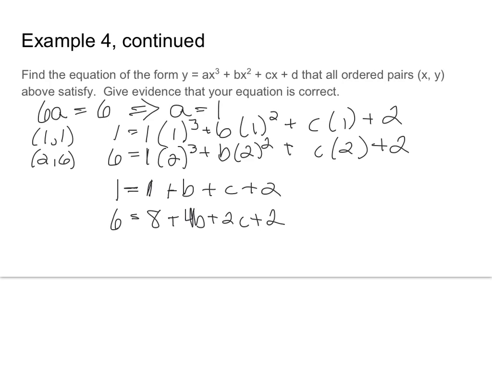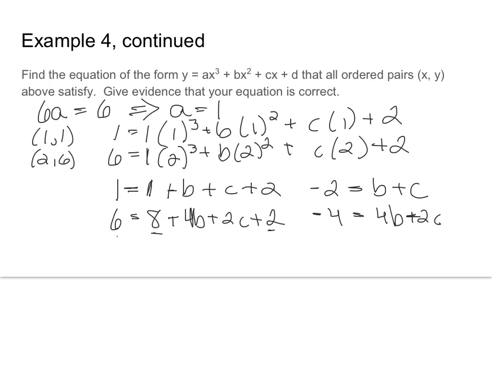Okay, simplify these a little bit. I'm going to get all the numbers to one side. 1 plus 2 is 3. 1 minus 3 is negative 2. What's left over? b plus c. Okay, 8 plus 2 is 10. 6 minus 10 is negative 4. 4b plus 2c. I need to solve the system of equations, which you learned at the end of Algebra 1, but we can relearn it.